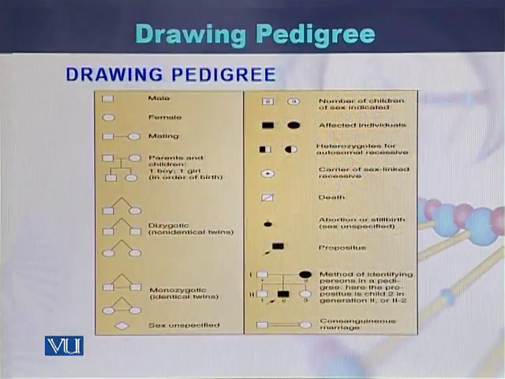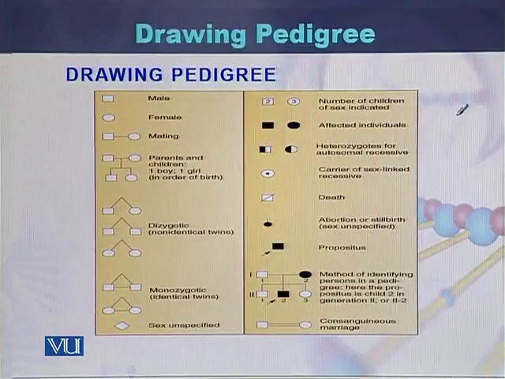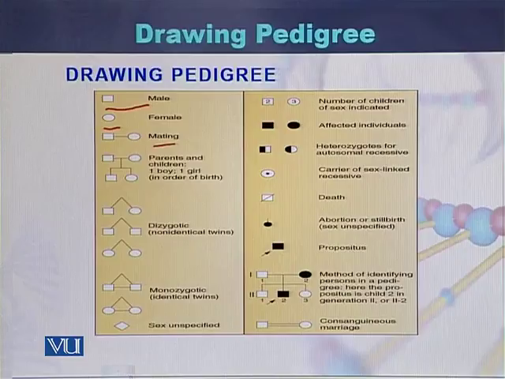Here we can see some of the symbols which are used while drawing the pedigree. Square is used for the male, circle is used for the female. If there is a line between a square and a circle, it represents a marriage or a mating. Parents are mentioned by a line between them.